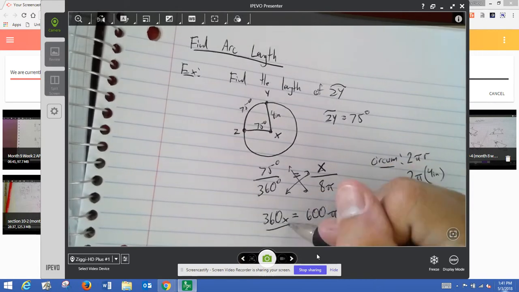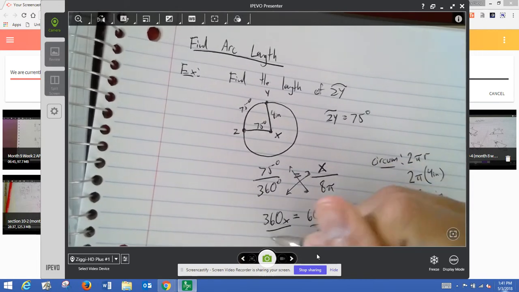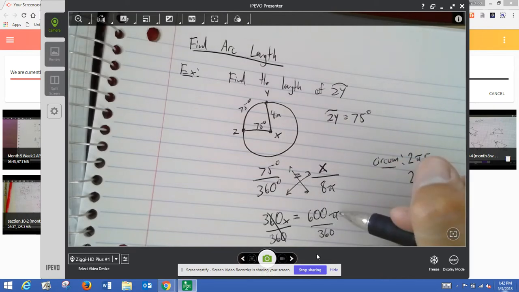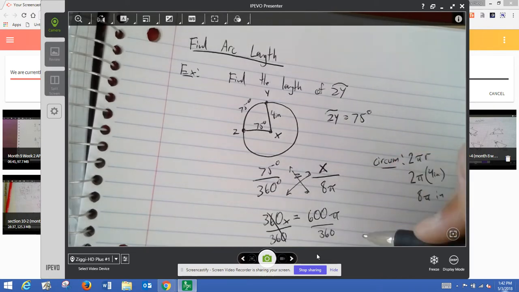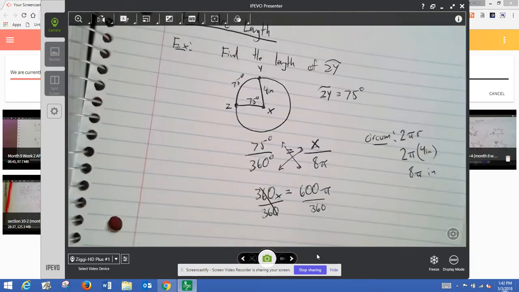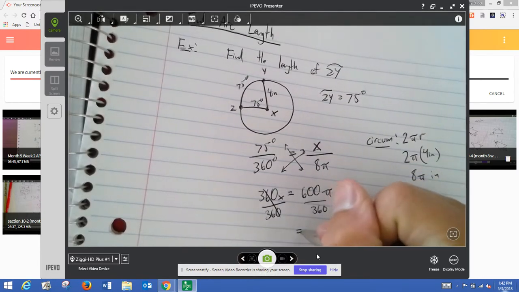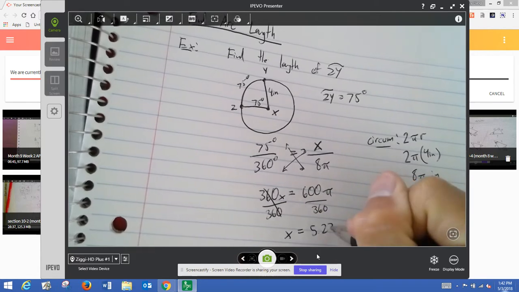Then divide both sides by 360, okay? Let me model this for you. So write 600 pi, Zane, in your calculator, divided by 360. 600 times pi first, divided by 360. And what'd you get? 5.23. Yeah, you're absolutely right. So x is equal to 5.23.